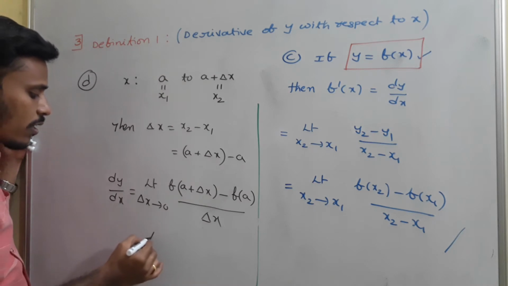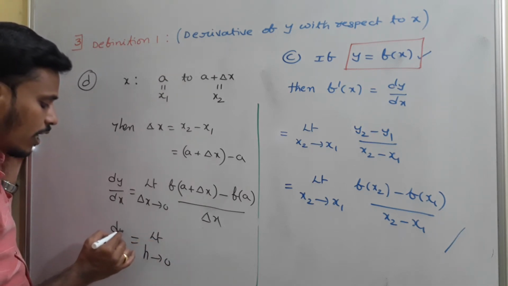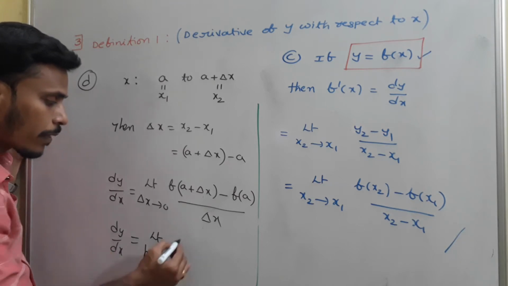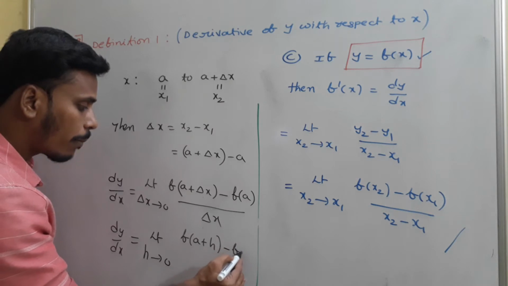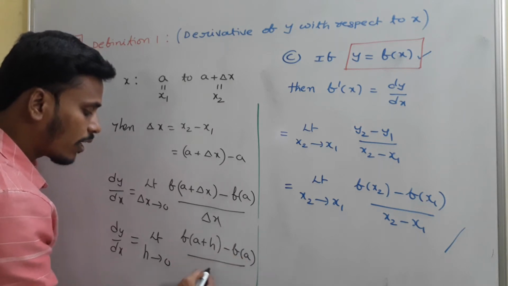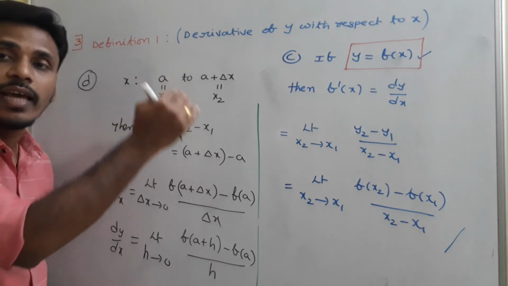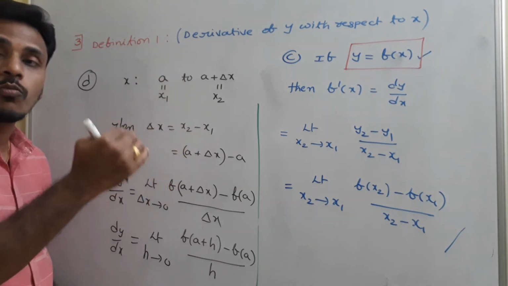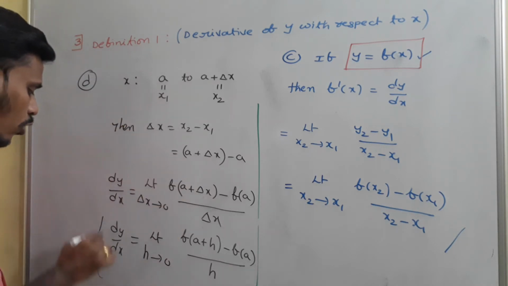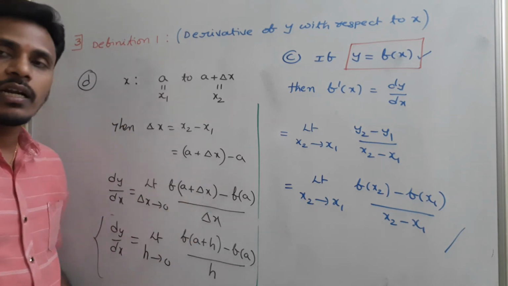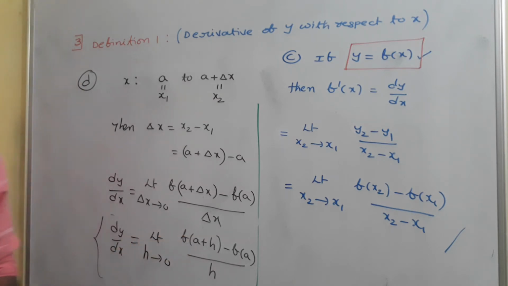If you consider that small change in x as some h, we may also write that dy by dx is equal to limit h tends to 0, f of A plus h minus f of A divided by h. If you consider the change in x is very small and that small change in x is simply h, then it is also correct. Instead of writing delta x, you may go with this particular format. Is it right? Have a look.